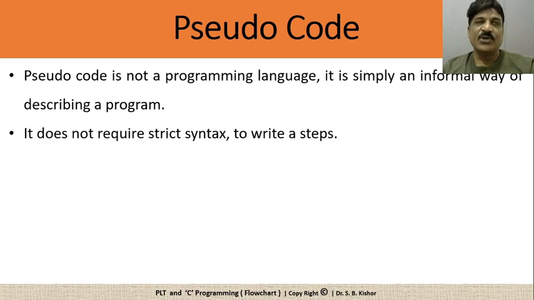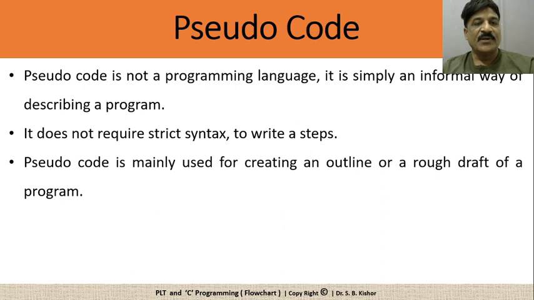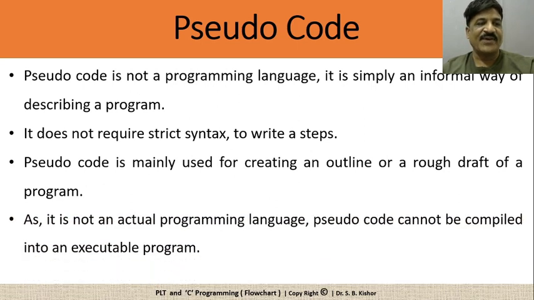For example, in the C language, a condition must be specified within brackets. It is not necessary when you are writing pseudocode. That's why we are saying it's not a strict syntax follower. Pseudocode is mainly used for creating an outline or rough draft of a particular program. Overall, the outline of our program can be understood by means of pseudocode. And finally, it is not an actual programming language.